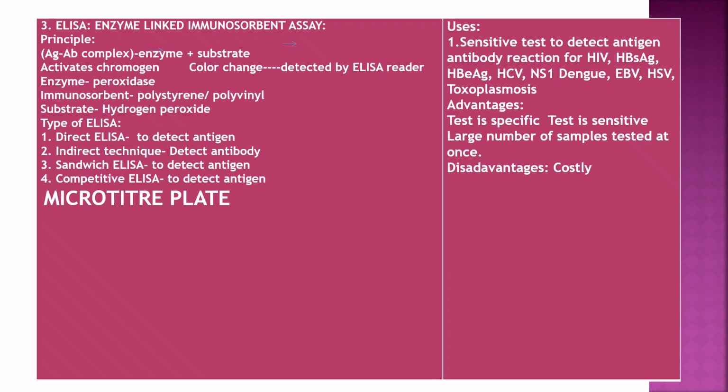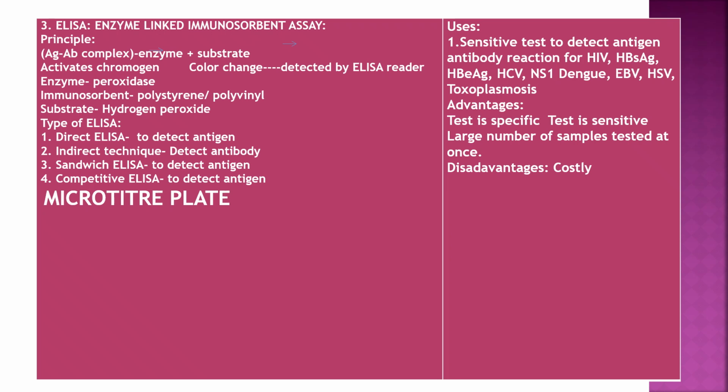The newer technique is ELISA, that is enzyme-linked immunosorbent assay. The principle is that the antigen and antibody form a complex with the enzyme, then substrate is added, which activates chromogen, and there is a color change which is detected by the ELISA reader. The enzyme used is peroxidase, the immunosorbent used is polystyrene or polyvinyl cups, and the substrate is hydrogen peroxide.